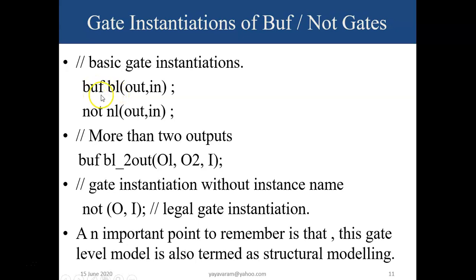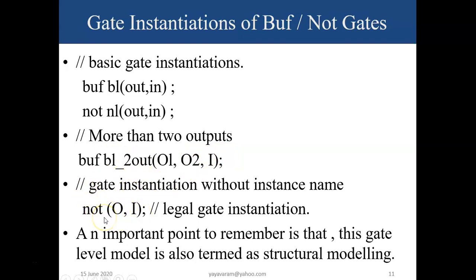This is normally called as UUT, unit under test, while writing the test benches. We'll come to that part afterwards. Simply one output, one input. Similarly, there may be two outputs also, more than two outputs. Then buffer B1 with two outputs: B1_2, out, O1, O2, I. O1, O2 are two outputs, I is the input. I think you have understood clearly.